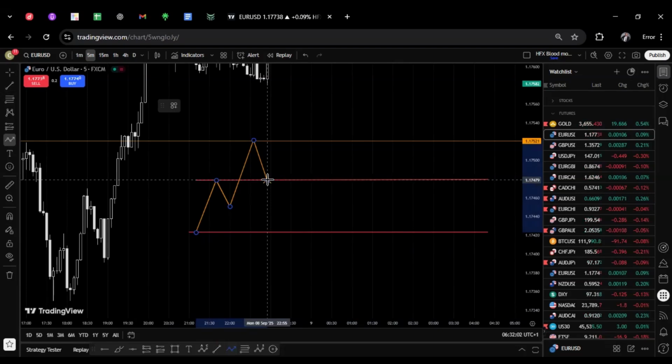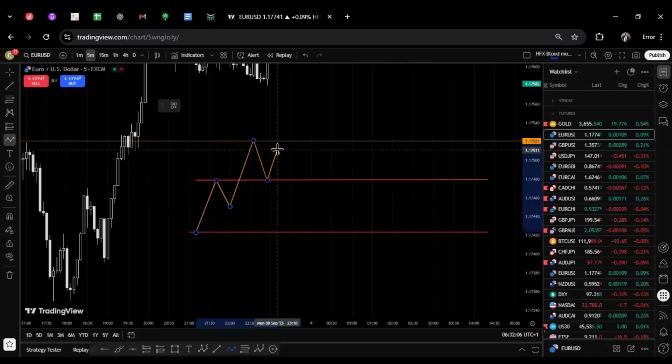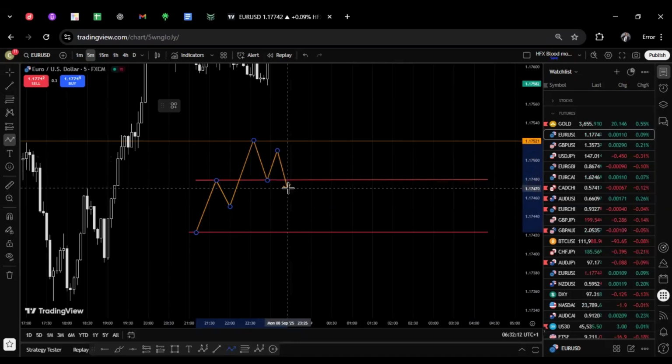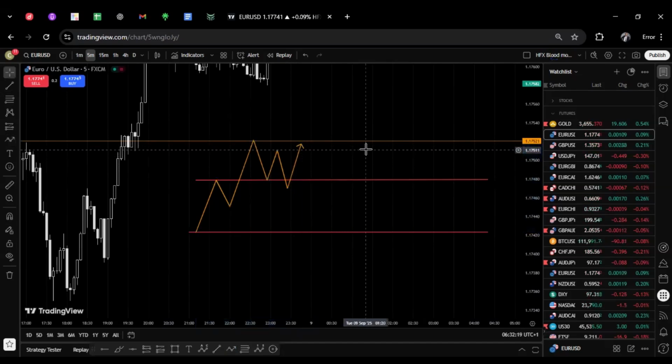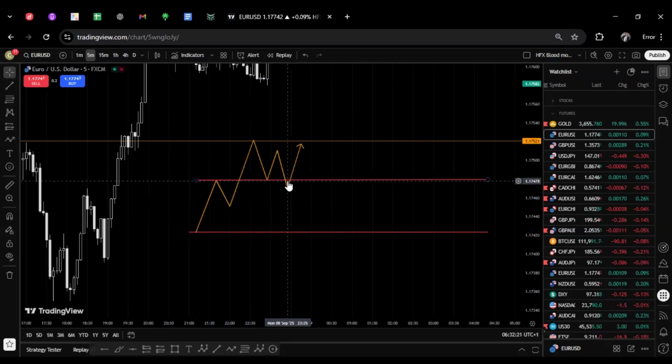Amazing. If you miss this reaction, taking the second one might not really be the best scenario, because with the second one you might see something like this before it continues going. Now, this little move here, let's say you're taking the trade for 15 minutes. This little move here might be your whole 15 minutes.